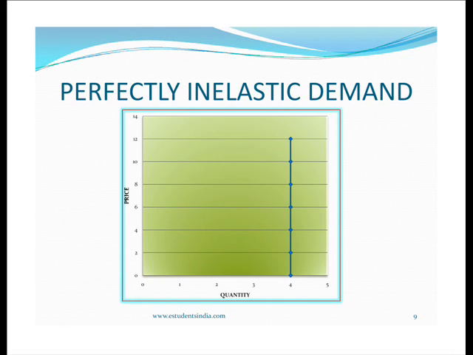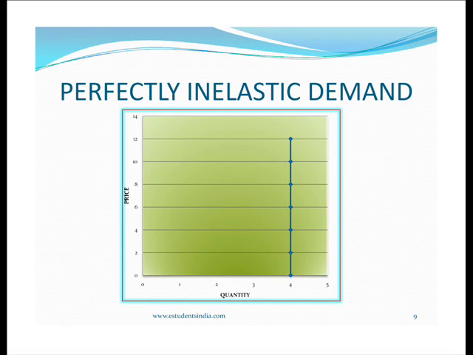At price rupees 2, quantity demanded is 4 units. At price rupees 4, quantity demanded is 4 units. At price rupees 6, 4 units. At price rupees 8, 4 units. At 10, 4 units. At 12, 4 units. The demand curve is a vertical straight line.